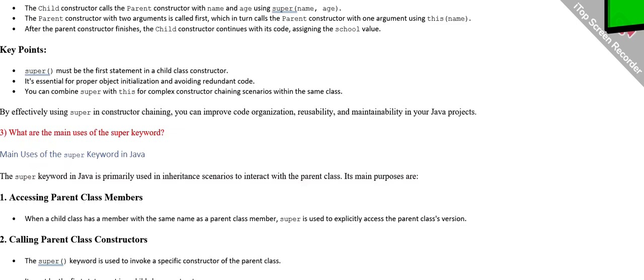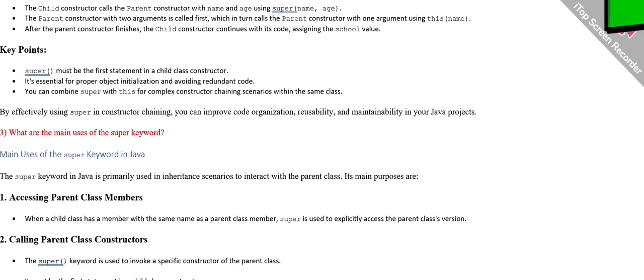Explanation. The child class inherits from the parent class. The child constructor calls the parent constructor with name and age using super(name, age). The parent constructor with two arguments is called first, which in turn calls the parent constructor with one argument using this(name). After the parent constructor finishes, the child constructor continues with its code, assigning the school value.